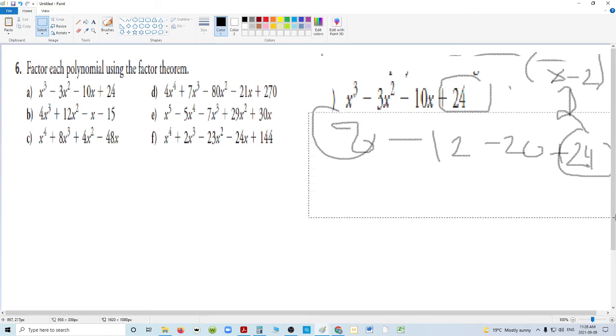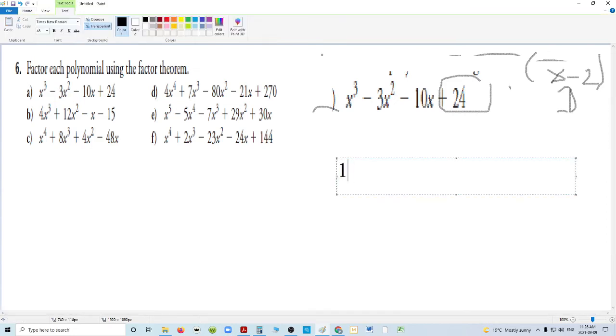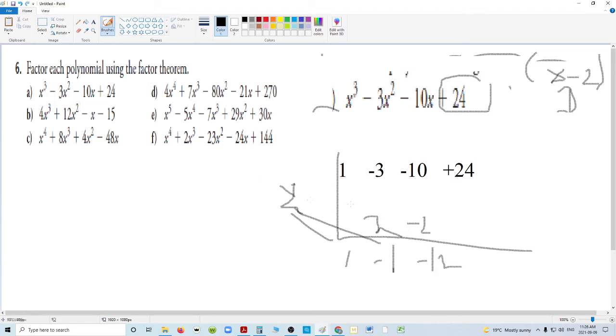Now you can see how long this takes. So now, using synthetic division, I take my 1, my minus 3, my minus 10, and plus 24. Make sure there's no missing x's. There's not. And I'm using my root of 2. I'm bringing the numbers down. 1 times 2 is 2. Add these. I get minus 1 times 2 is minus 2. Add these. I get minus 12 times 2 is minus 24. And these, of course, cancel out.